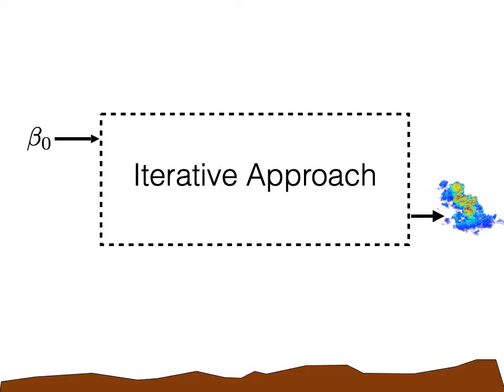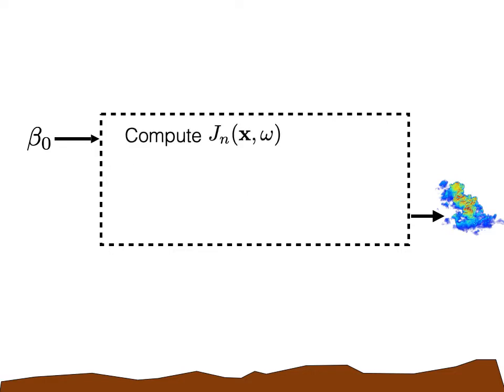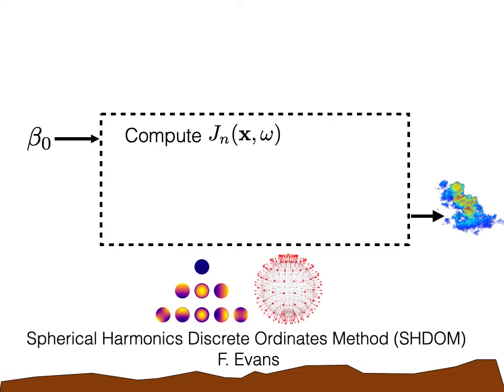With this in mind, we devised an iterative scheme. Starting off with an initial guess of cloud properties, beta 0, we compute this J, which is the multiply scattered radiation from every point at every angle. Computing J is a time-consuming recursive problem of solving the 3D radiative transfer. Now, this J is sometimes called the source function, which is a key output of Evans's SHDOM.